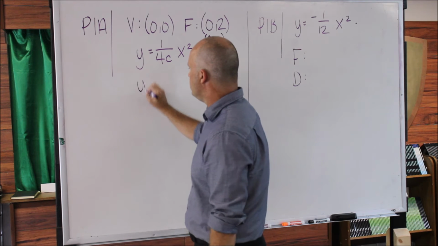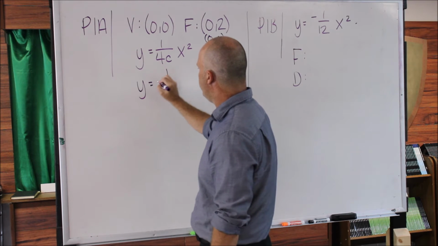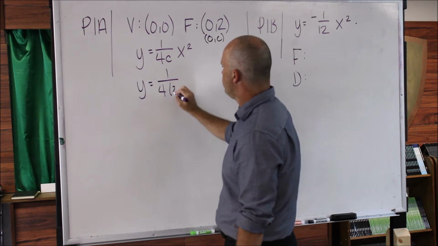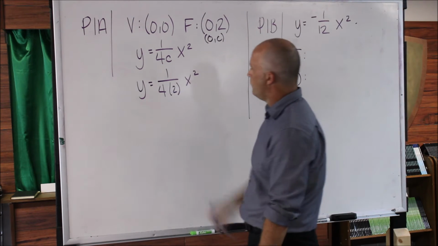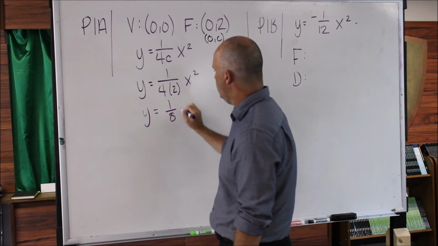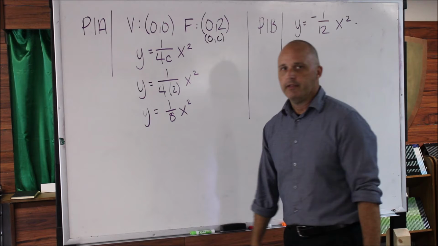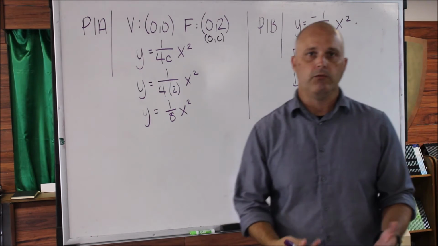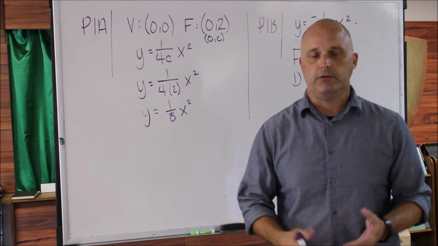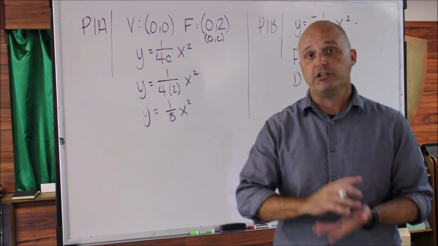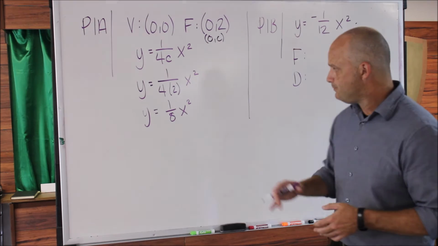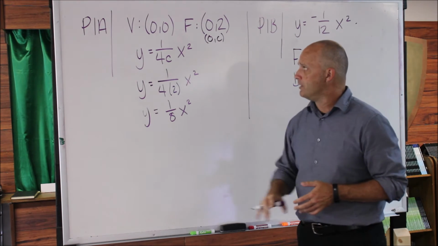So this is a pretty simple operation here. 1 over 4, replace the c with 2, and then tag on your x squared. So you end up with y equals 1 over 8 x squared. And so you know from earlier on, we're dealing with the a value. You know that since 1 over 8 is less than 1, we're going to end up with a compression, and it's going to be a pretty significant compression for our parabola.